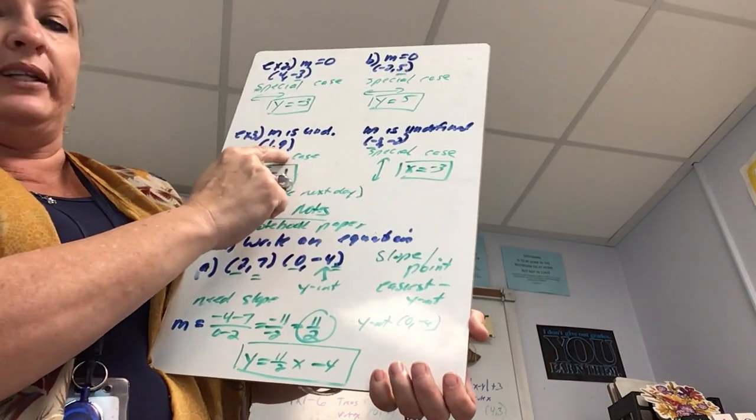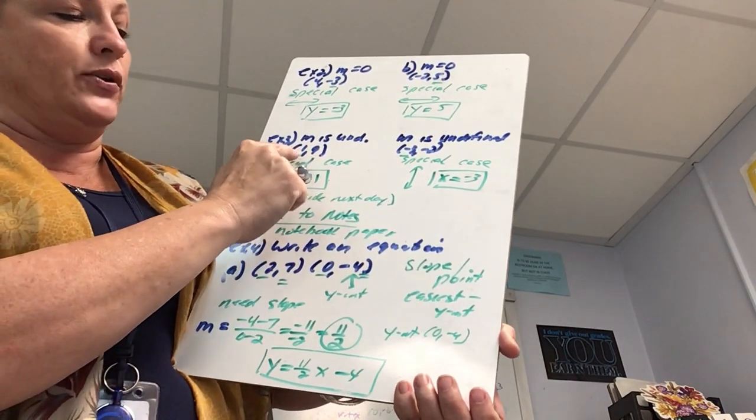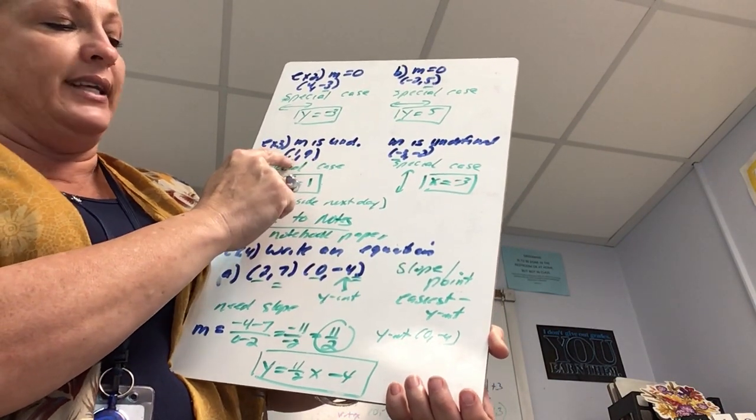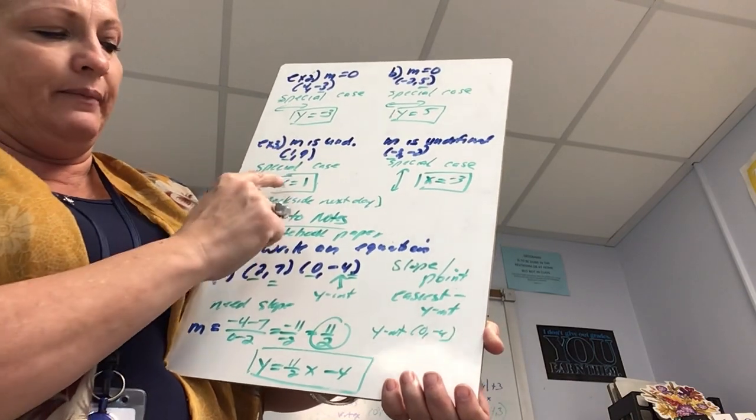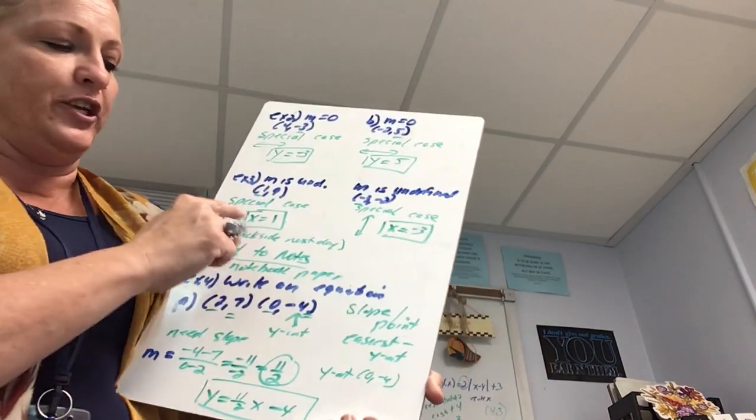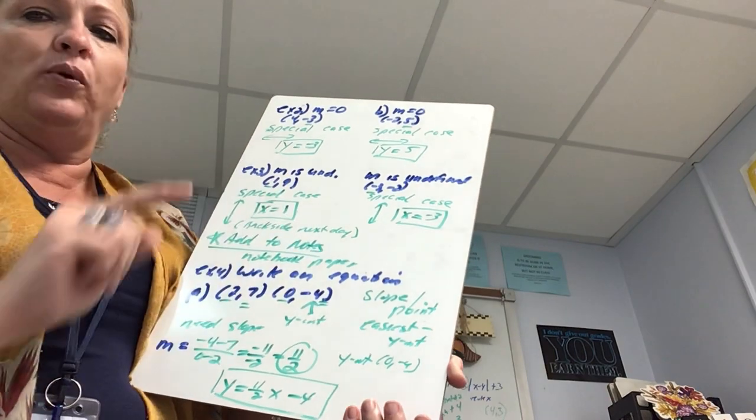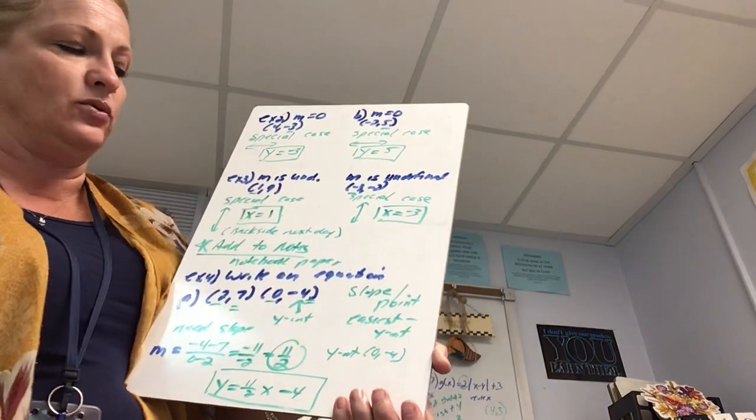Well, let's go to the point that it goes through. All right, it goes to the point 1, 9. What is the x coordinate of that point? 1. All right, so the equation of the line is x equals 1. So all the points on that line have an x coordinate that's 1.